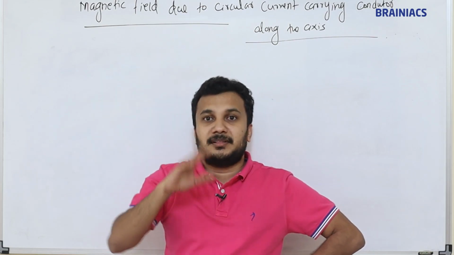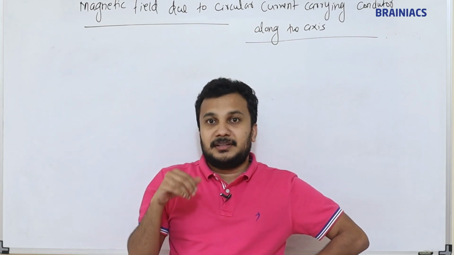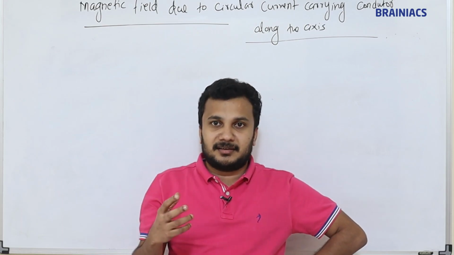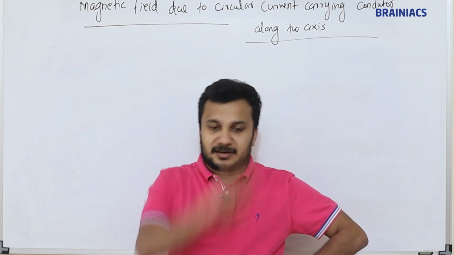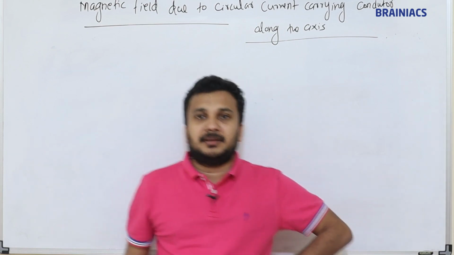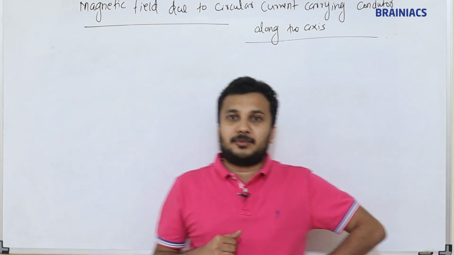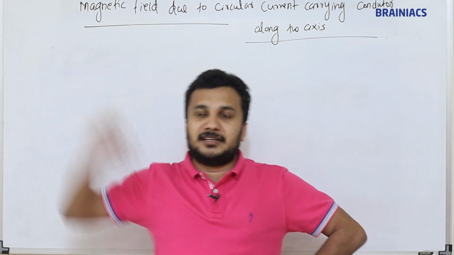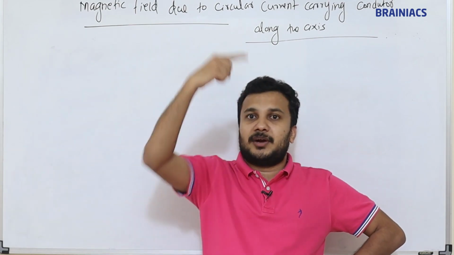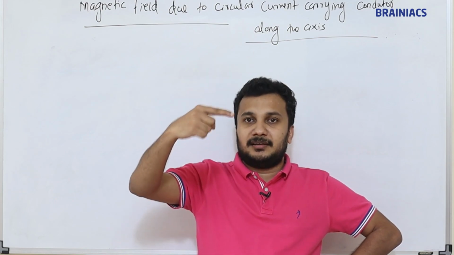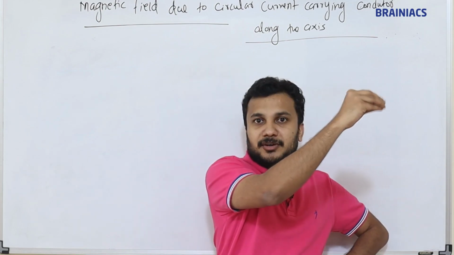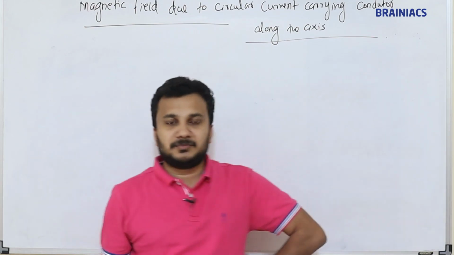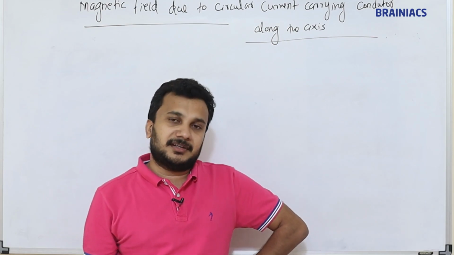So what's the difference between the previous class and today's class? In the previous class we learned about the magnetic field due to a circular current carrying conductor at the center, the circle's center in short. But here, we are calculating the magnetic field due to a circular current carrying conductor along the axial position. Suppose you have a ring here, and the axis of the ring means some point here. So this is a ring and the axial position means here. You are going to calculate the magnetic field intensity.